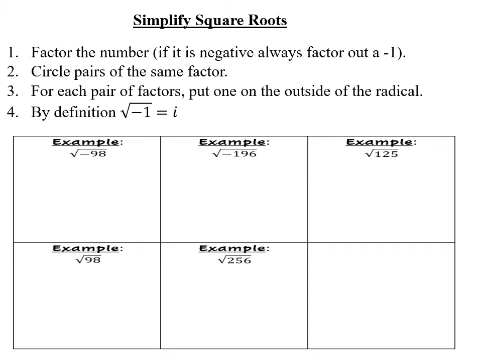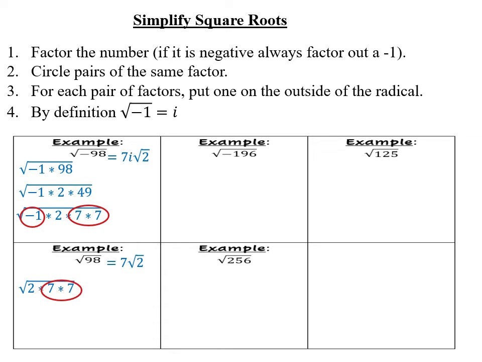So our example, square root of negative 98. Well, first off, I can break negative 98 into negative 1 times 98. 98 is 2 times 49. And 49 is 7 times 7. So start circling my pairs. I got 2 7s, so I'm going to put a 7 on the outside, and then I can also circle -1, because by definition that's going to be i on the outside of the square root. So that simplifies to 7i square root of 2. That means square root of 98 would just be 7 root 2.